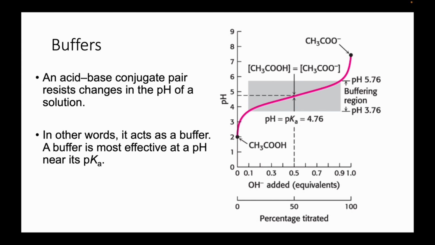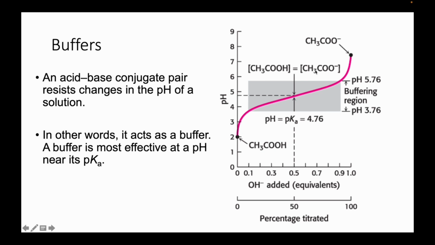So a buffer is an acid-base conjugate pair that resists changes in the pH of a solution. So what does that mean? For example, we have again our acetic acid and our acetate, and they will resist changes in pH. So there's this buffering region where you have a mixture of both molecules present in solution. And when you have this mixture of both molecules present in solution, you're going to get this buffering effect.